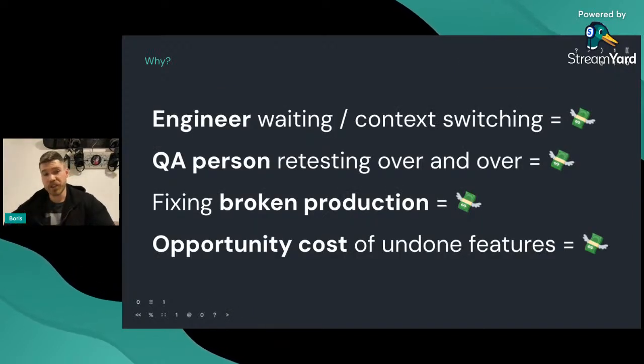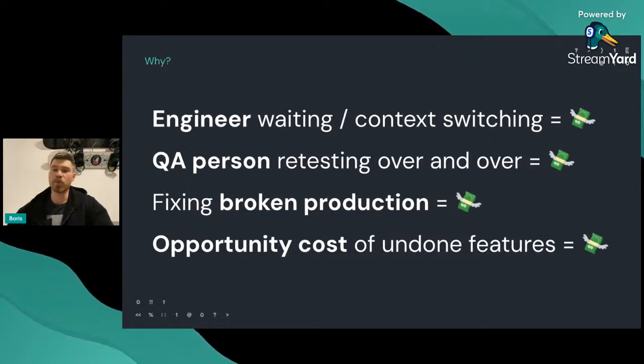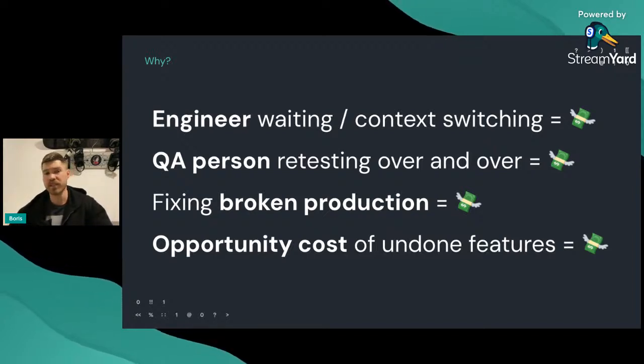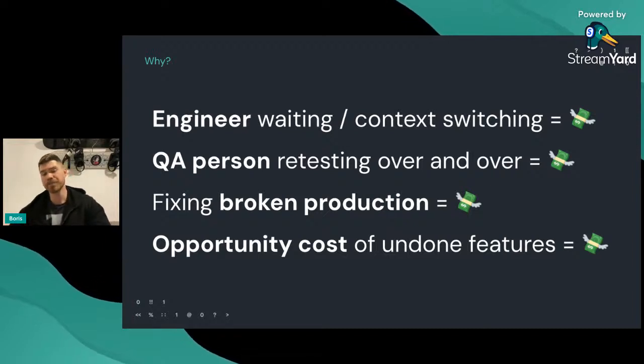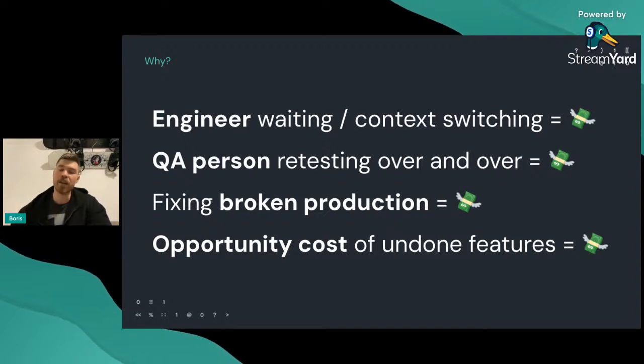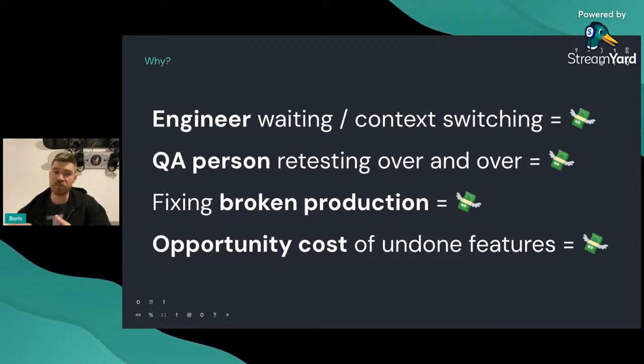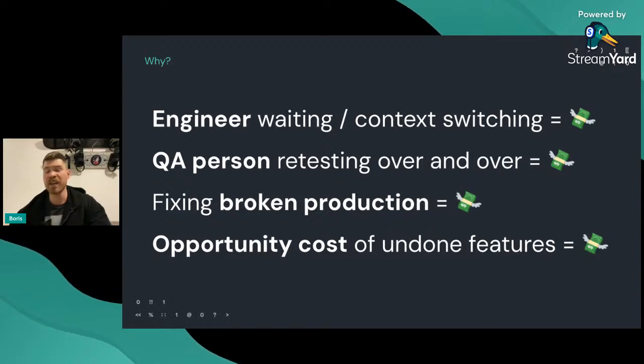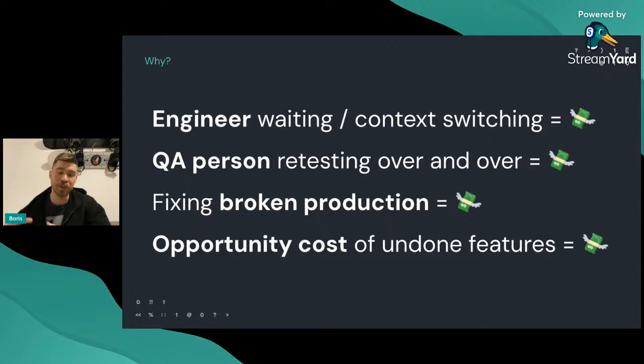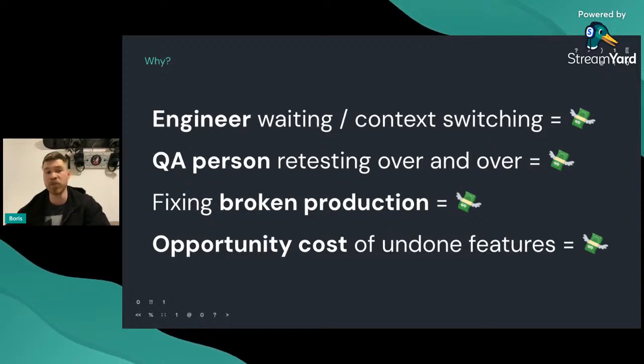This is very inefficient. The engineer has to wait and context switch often. The QA person has to retest the same application over and over manually. Fixing broken production can be very expensive. And this all is compounded by the fact that there's an opportunity cost in undone features or undone improvements, because we are doing all this labor just to get one thing into production.